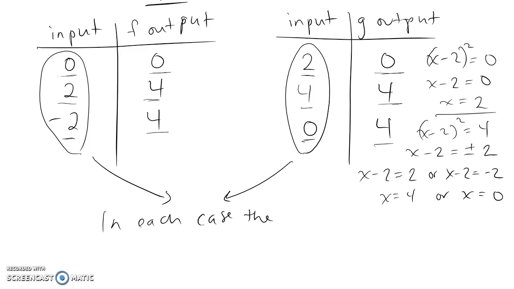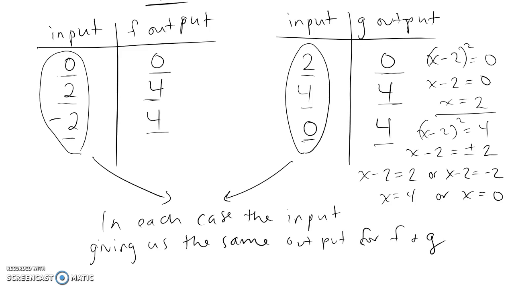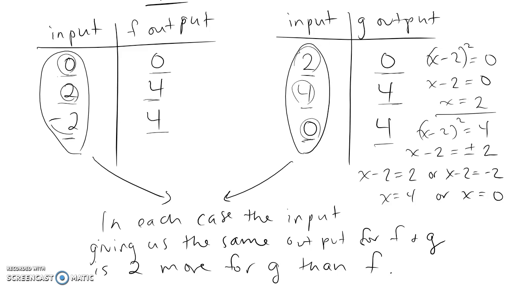So in each case, the input giving us the same output for f and g is 2 more for g than f. 2 is 2 more than 0. 4 is 2 more than 2. 0 is 2 more than a negative 2.